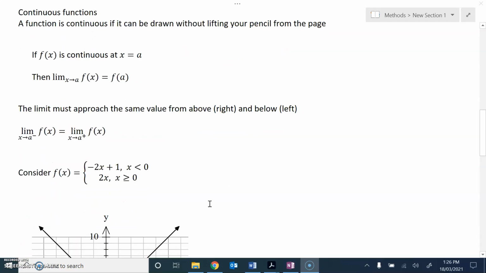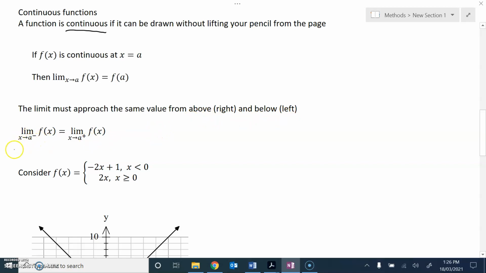I now want to talk about continuous functions. And a function is continuous if it can be drawn without lifting your pencil from the page. Now, a more formal definition is this one. If the function of x is continuous at x equals a, then the limit as x approaches a of function of x gives me the y value at a. So essentially what that's telling us, the limit must approach the same value from the right as it does from the left. We're approaching, and it should be the value that we're looking for.